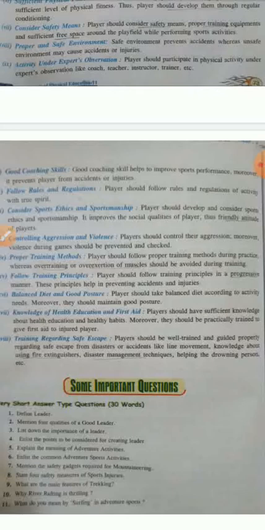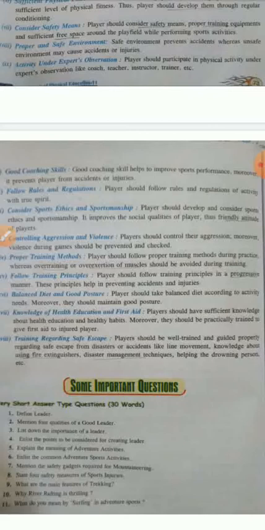Consider sports ethics and sportsmanship. Players should consider the sports ethics, meaning the sports principles, and also have a sportsmanship spirit, like a friendly attitude, friendship with each other, friendship with competitors, etc. Play with sportsmanship spirit and follow the sports principles. Controlling aggressive and violent behavior. The players should control their aggressiveness and not do violent behavior.